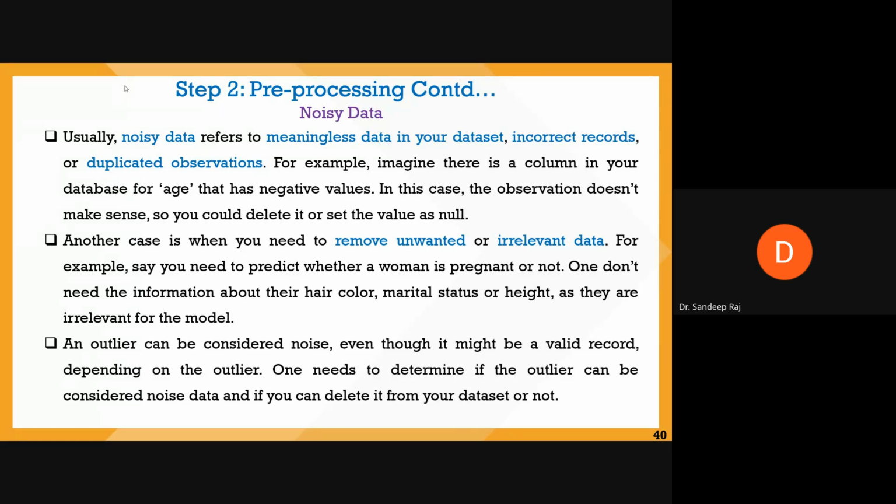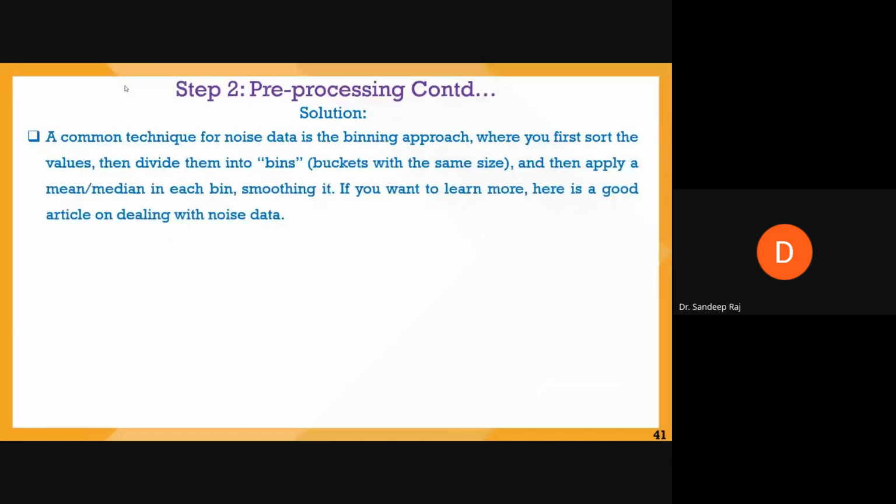So in this part, we have to identify which observations or values are relevant and which are not, and we have to apply different techniques. One needs to determine if the outlier can be considered as noisy data, or if we can delete it from the database or not. A common technique for noisy data is the binning approach. You can also go for filters, mean filters, or median filters, depending on the type of values present.